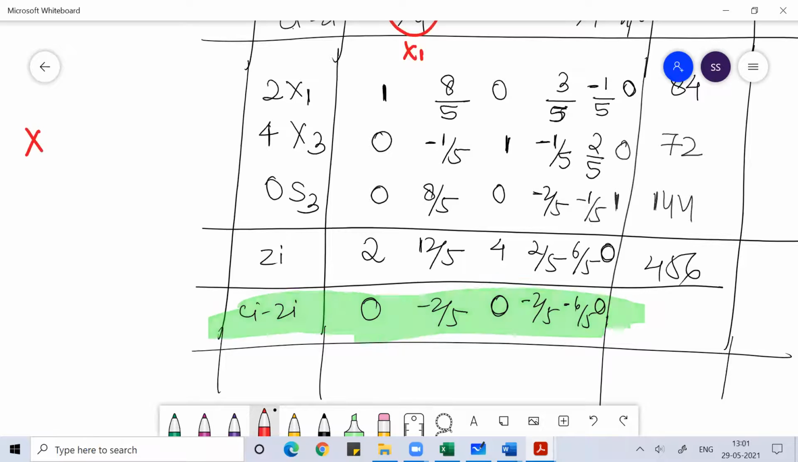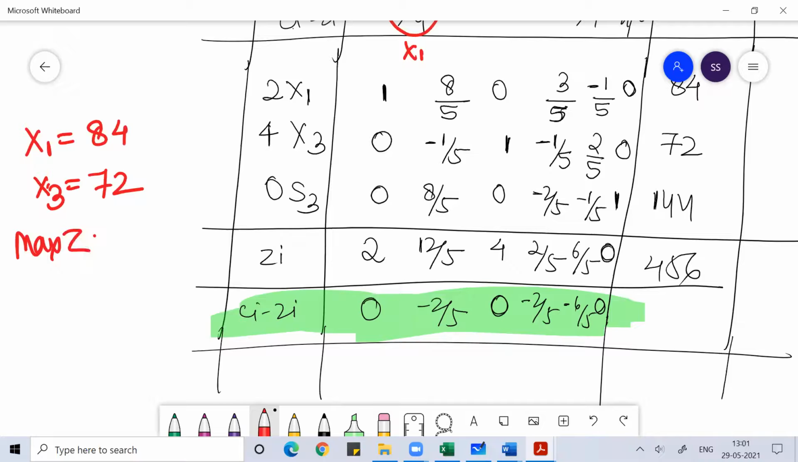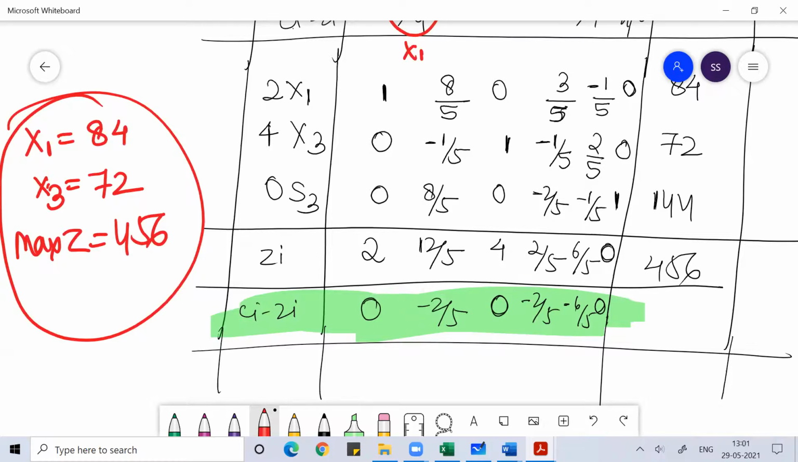So X1 is equal to 84, X3 is equal to 72, and the maximum value of Z you're getting is equal to 456. This is the final solution, everyone, where X2 is equal to 0. You can see it because you had 3 decision variables, X1, X2, X3, and X2 is not appearing, so X2 is equal to 0. This is your feasible solution.